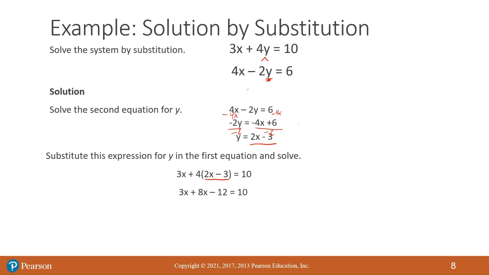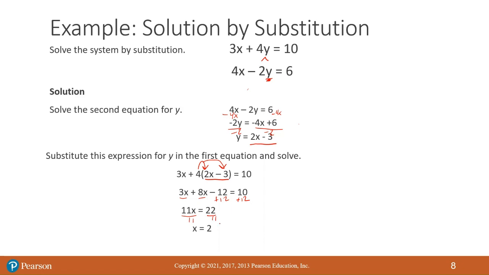I'll simplify that out. First thing I have to do is distribute. So I will distribute the 4 to the 2x, and I'll distribute the 4 to the negative 3. So I have 3x plus 4 times 2 is 8x, and 4 times negative 3 is negative 12. Then I can combine my x's: I can combine 3x and 8x into an 11x. And then I can also add the 12 to the other side so that I'm combining constants, and I have 10 plus 12 is 22. Then I'm going to divide by 11, and I'm going to see that x is 2.